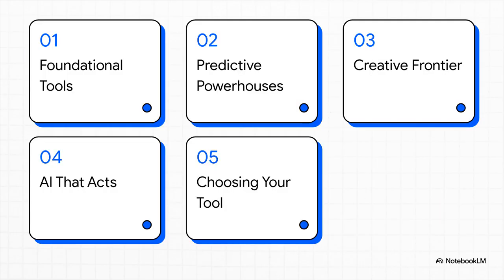So, here's our game plan. We're going to take a tour of that toolbox. We'll start with the foundational tools, then look at the predictive powerhouses, check out the new creative frontier, and then move on to AI that actually acts. And finally, we'll talk about how you choose the perfect tool for what you want to build.